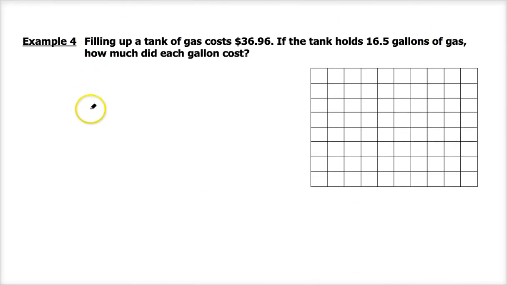Okay, our last problem, number 4, it says filling up a tank of gas costs $36.96. If the tank holds 16.5 gallons of gas, how much did each gallon cost? So we know the total amount, $36.96. We know the total amount of gallons a tank of gas holds. To find the total dollar amount per gallon, I need to divide. I need to divide the total dollars we spent by the total number of gallons, and that will give me the amount per gallon. So this is going to be 36.96 divided by 16.5.